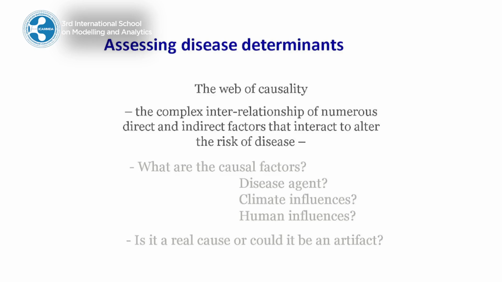Now, assessing disease determinants: the web of causality, the complex interrelationship of numerous direct and indirect factors that interact to alter the risk of disease. There are a lot of things that come together, like we have been saying since yesterday, factors that influence disease spread. And one of them we are trying to look at, apart from the climatic factors, is the socioeconomic issues.